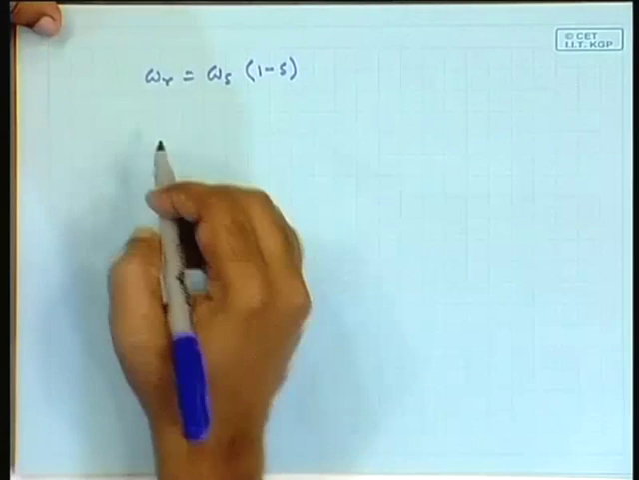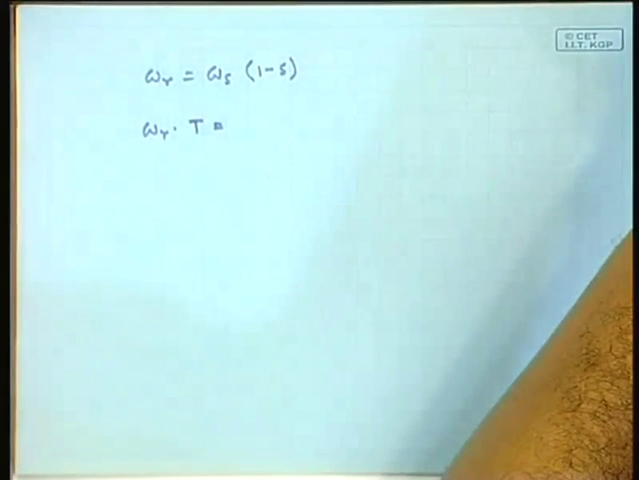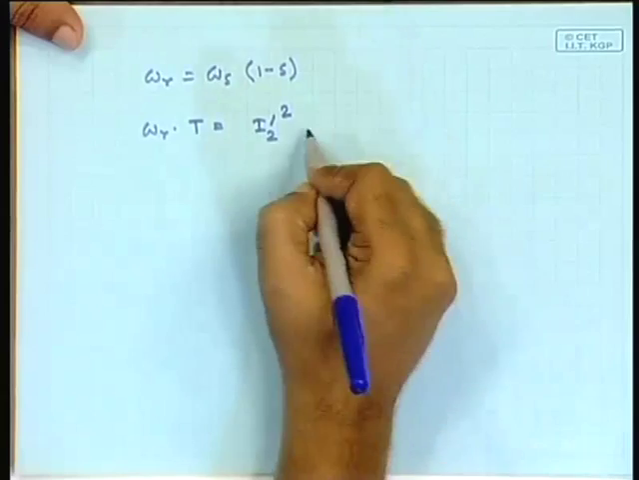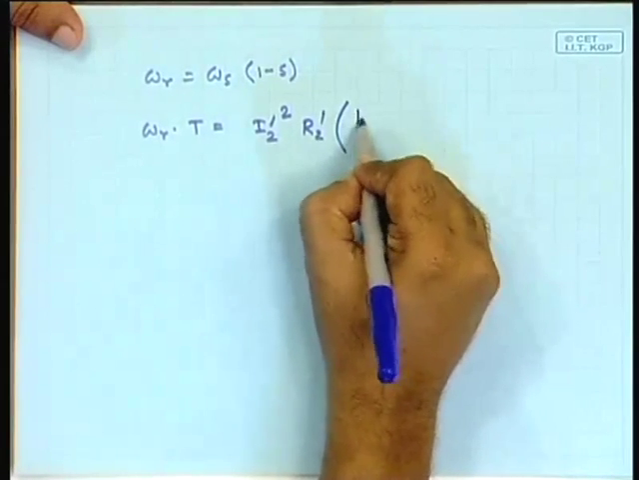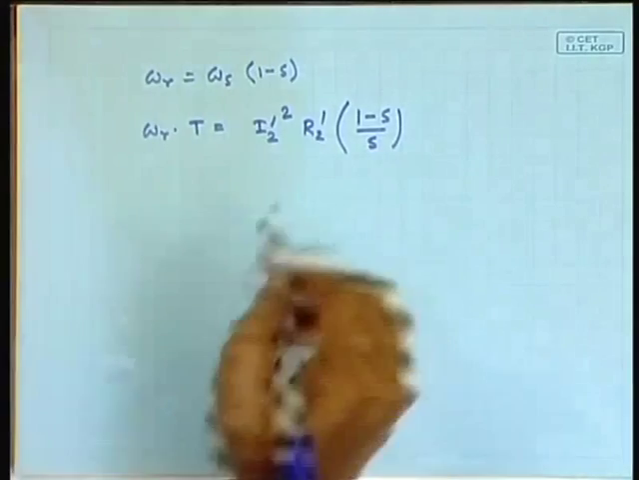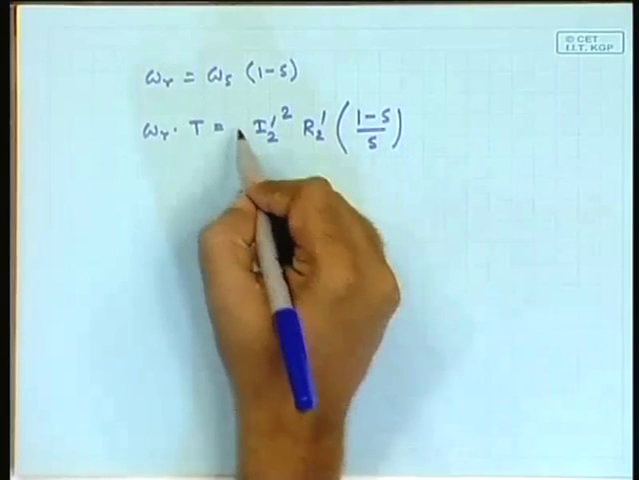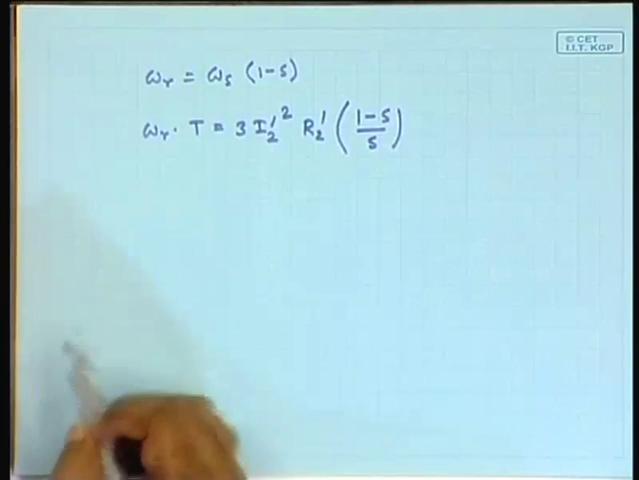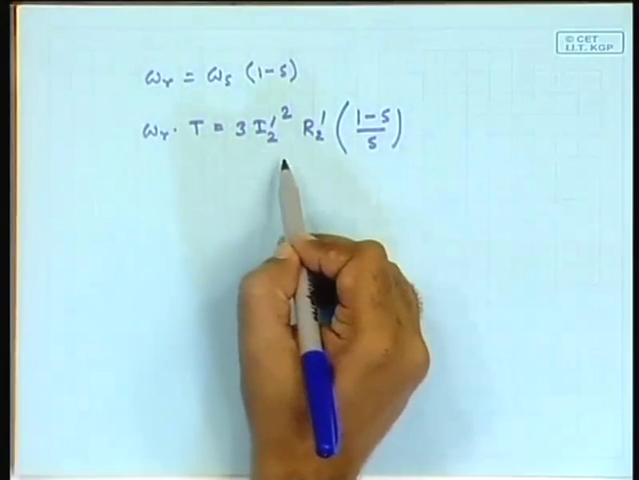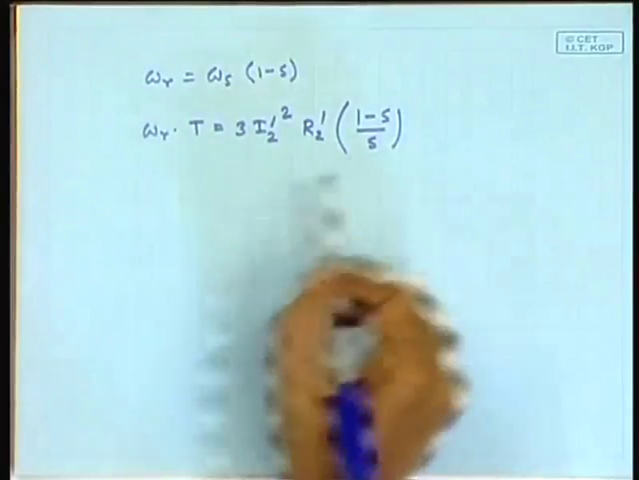If this is omega r, then we can write omega r times the torque is equal to the power, that is I2 dashed square R2 dashed (1 minus S) by S. No, not really true, because these were per phase quantities. So, this is the per phase power, and since there are 3 phases, you have to multiply by 3, because the torque is not per phase, the angular speed is not per phase, this is the total quantity, but the electrical quantities were per phase. When we said that this is the current, it is the phase current. So, these are all per phase quantities. So, this has to be multiplied by 3.